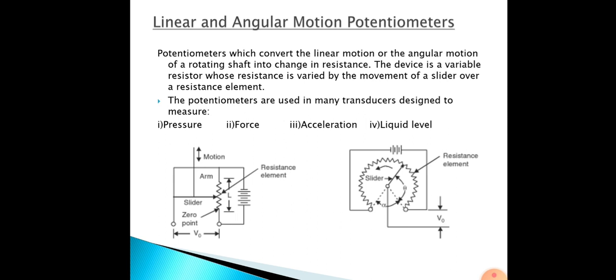The advantages are high output, less expensive, simple to operate, and rugged construction. The disadvantage is limited life due to early wear of the sliding wiper, meaning that due to the sliding movement there will be wear and tear. The output tends to be noisy, and in wire wound potentiometers the resolution is limited.